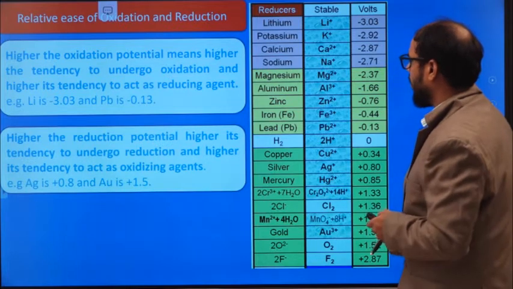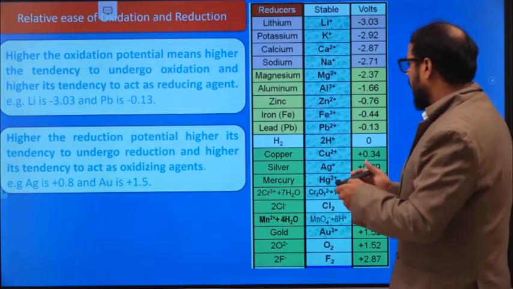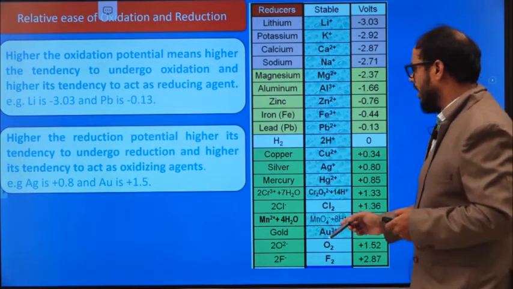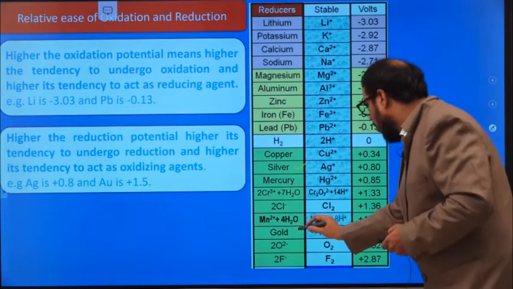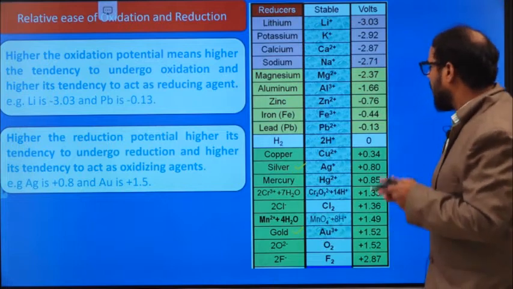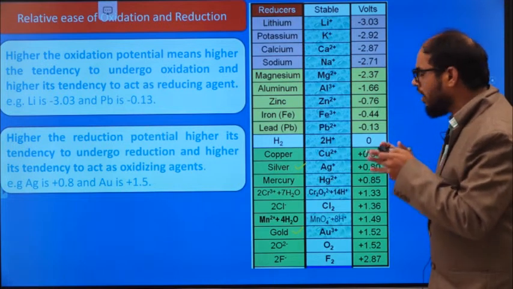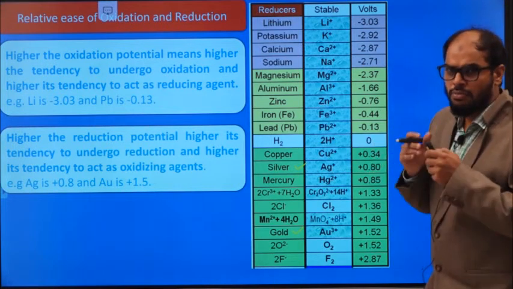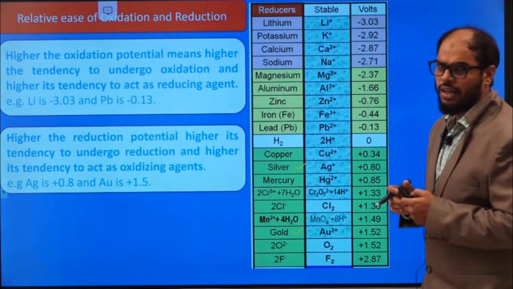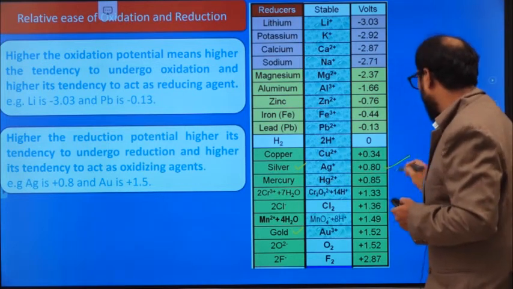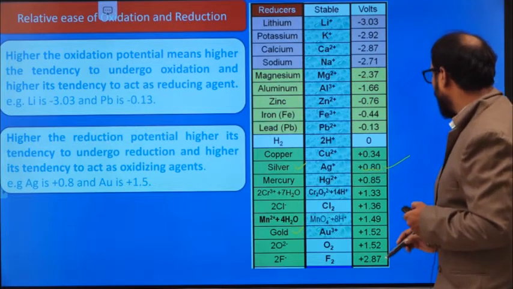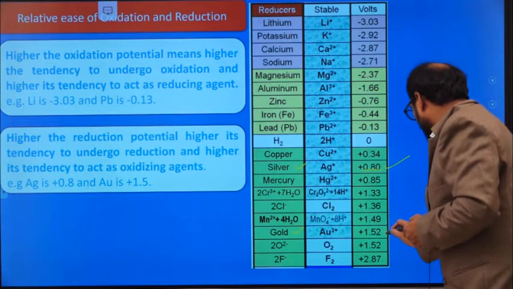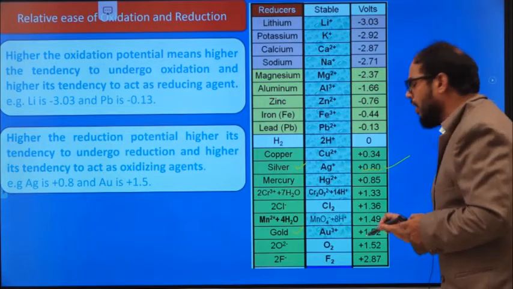Let us go to the next one. Consider two elements below hydrogen and let us take the example of silver, that is Ag, and gold, that is Au. In order to find out which metal has more tendency to undergo reduction, the values speak for themselves. Here silver has the value of plus 0.8 and gold has the value of plus 1.52.